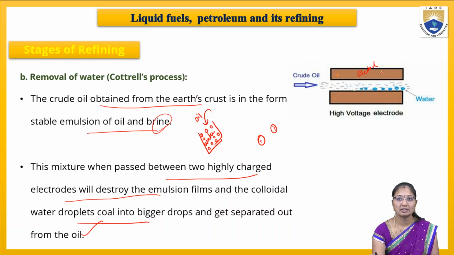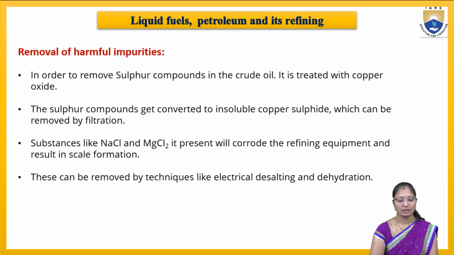When crude oil is passed between these two electrodes, this is also an electrode. So between these two electrodes, this is the water molecule or emulsion molecule. What happens when crude oil enters between these two electrodes? The emulsion gets damaged, and it gets separated out from the oil. Then comes the removal of harmful impurities.